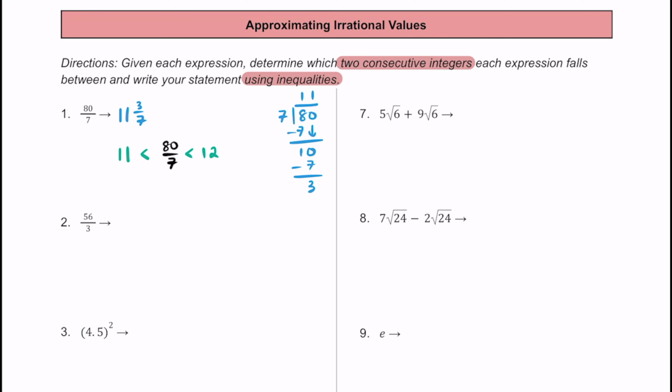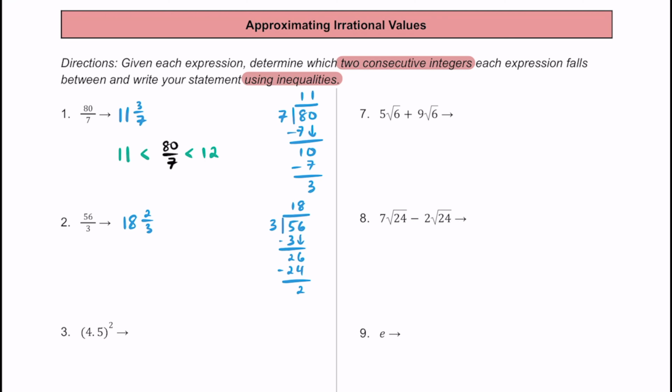For number 2, we have 56/3. So let's do the same thing here. 3 goes into 5 one time. 1 times 3 is 3. 5 minus 3 is 2. Bring the 6 down. 3 into 26 goes 8 times. 8 times 3 is 24. 26 minus 24 is 2. So this is equivalent to 18 2/3.